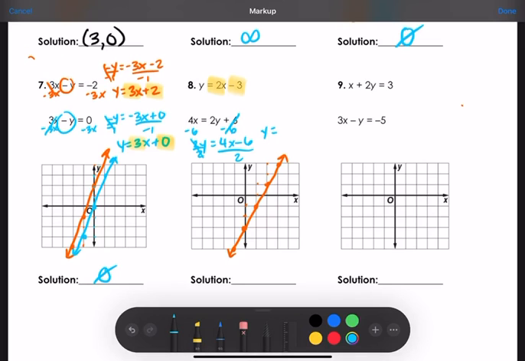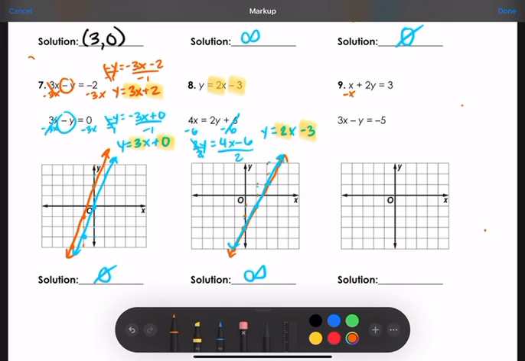So 4 divided by 2 is 2x, negative 6 divided by 2 is negative 3. M and B, I'm going to start on negative 3 and go up 2 over 1. Looks like we have the same line. And sure enough, 2x minus 3, 2x minus 3. These have all points in common, so the solutions are infinite. Okay, this is the last one.